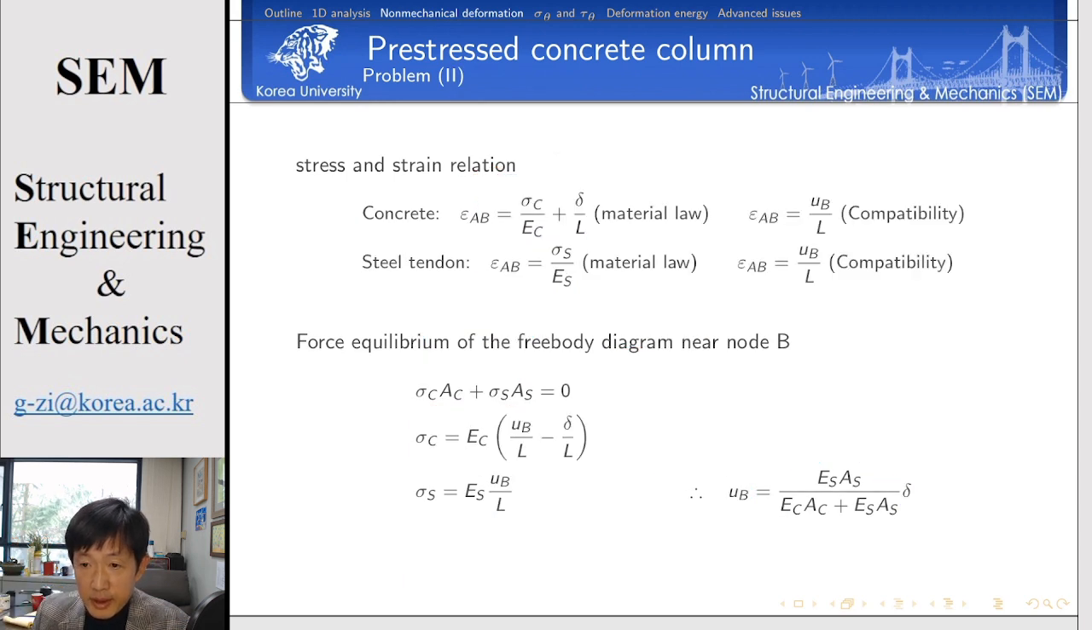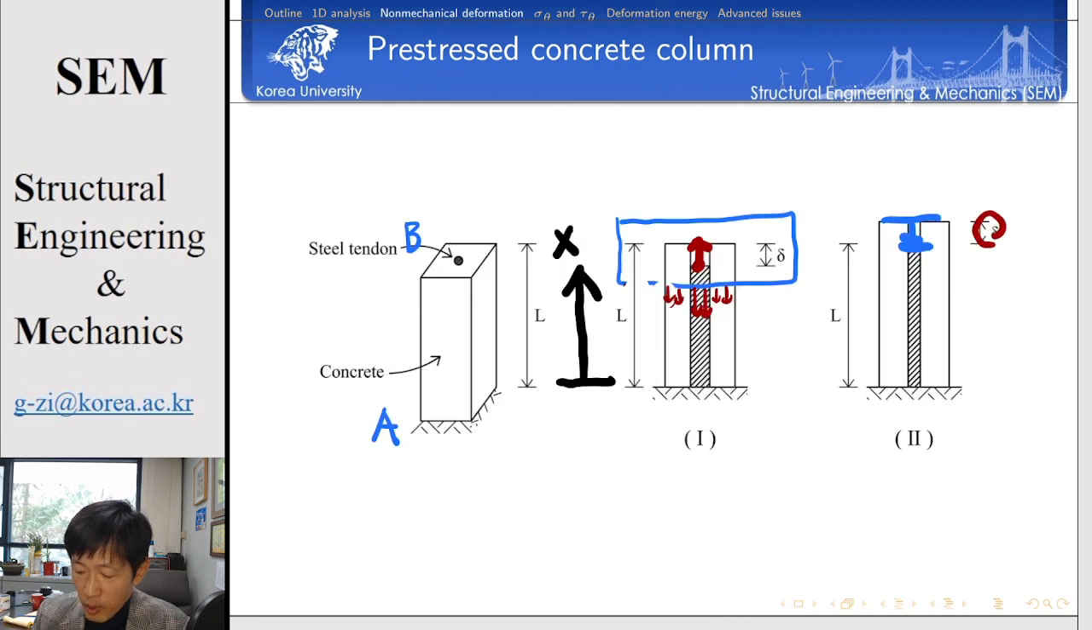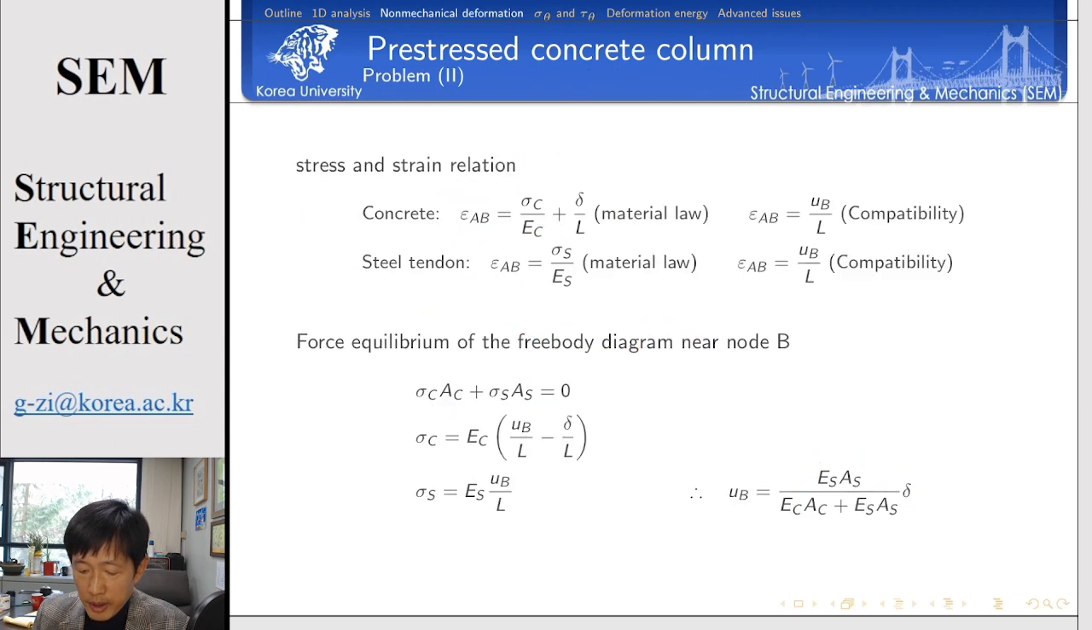In the second case, we introduce the non-mechanical strain to the concrete part rather than the prestressing tendon. For example, look at here. The concrete is a little bit longer than the reference length by delta. That's why, to calculate the comparable strain of concrete, it is the sum of the mechanical strain of concrete and the non-mechanical strain of concrete. Because now the concrete is longer than the reference length, the sign of the non-mechanical strain is positive.